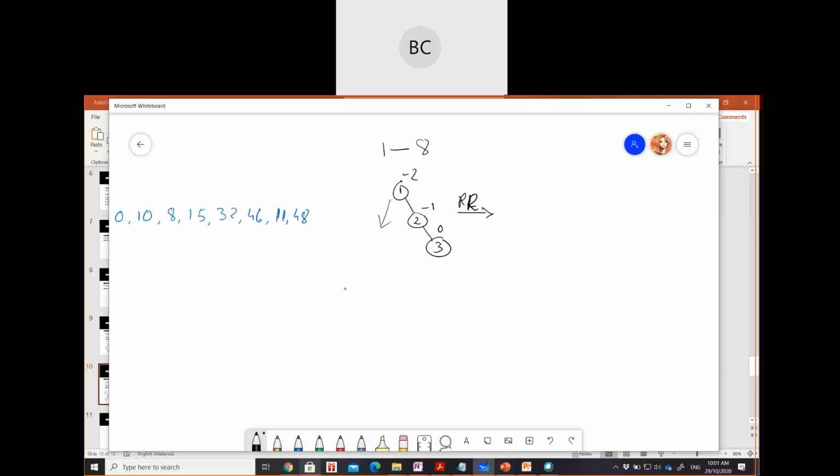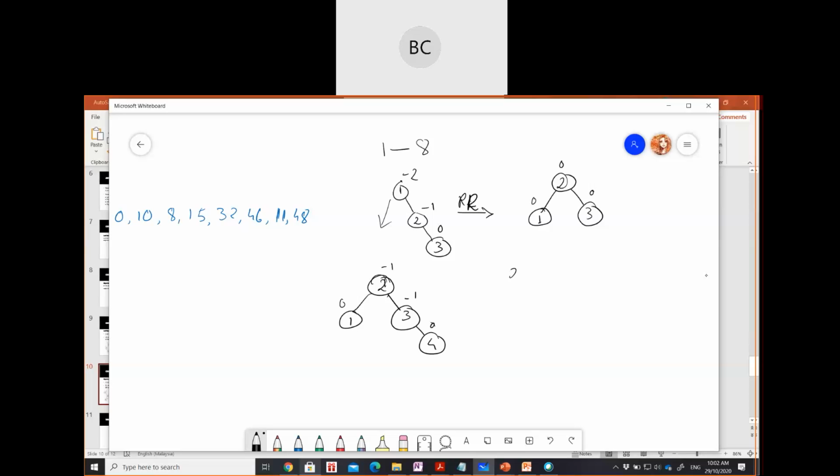So I'll just pull it down. 2 will become the root, here it will be 1, and here 3. Correct? So now the balance factor is 0 for everyone. Now I want to add 4. I'll add it here. Correct? Now you see your balance factor is again 1, 1, 0, and 0. So this one is already balanced, no need to do anything.